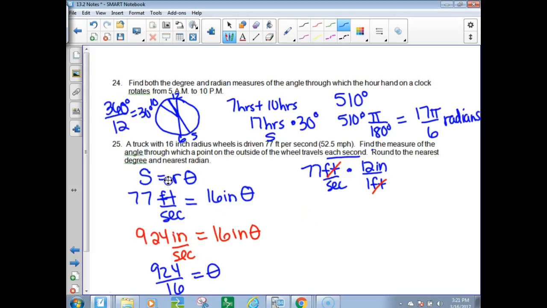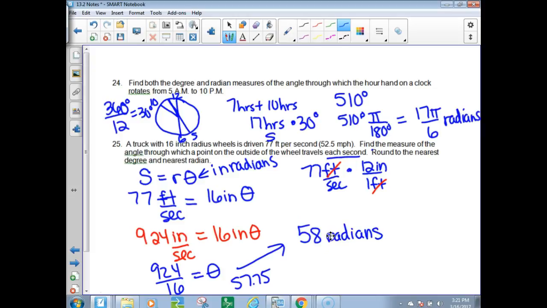Now, by the way, this formula is going to give us theta in, wait a minute, in what? Theta is an angle. Radians. Okay, that'll be our radian answer. So 924 divided by 16 is 57.75, and it said to go to the nearest degree and nearest radian. So 58 radians. Remember how I told you radians don't have to have a pi on them? It's already converted into it.